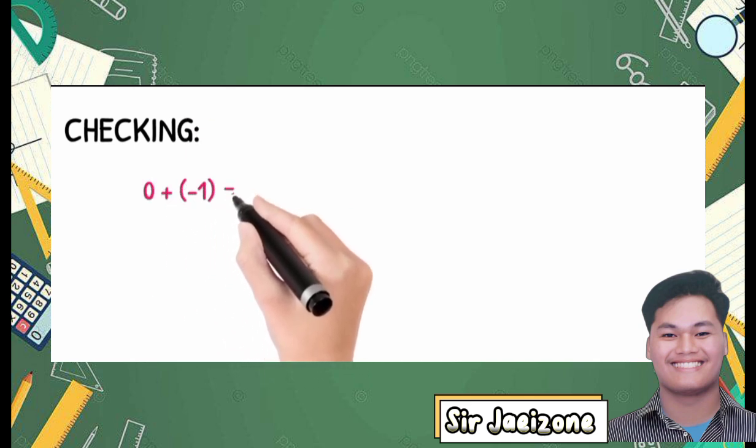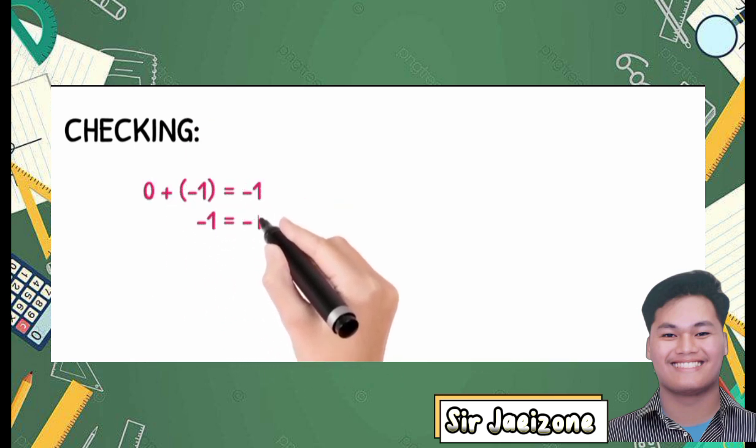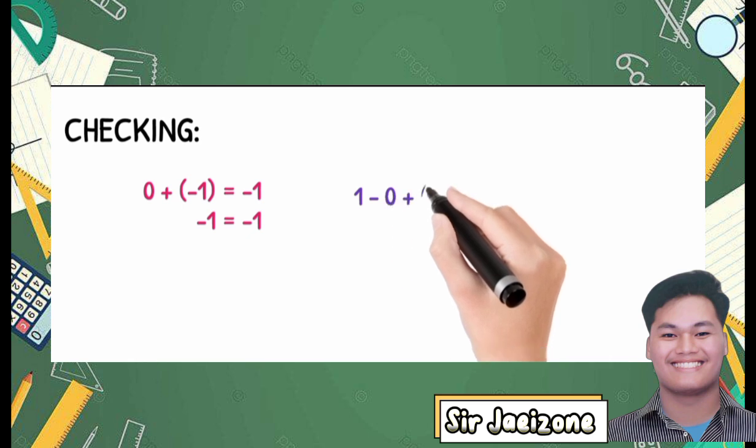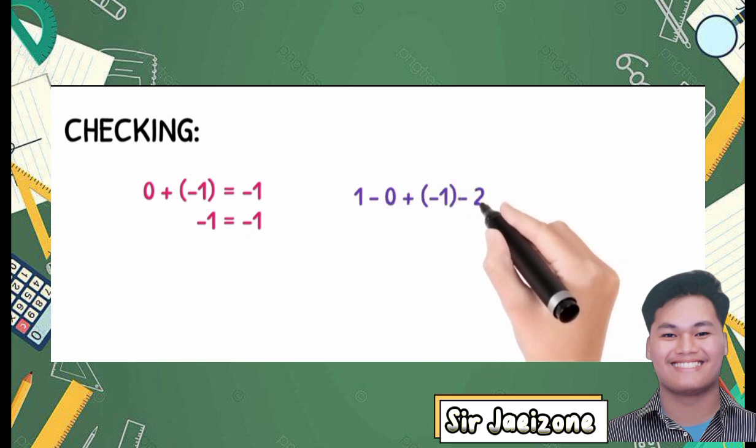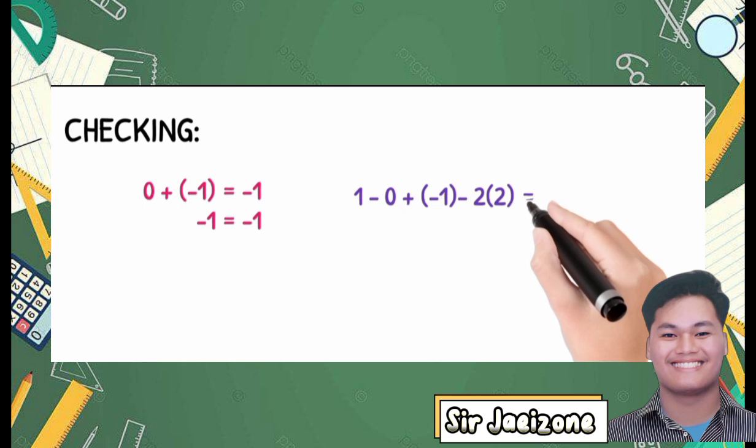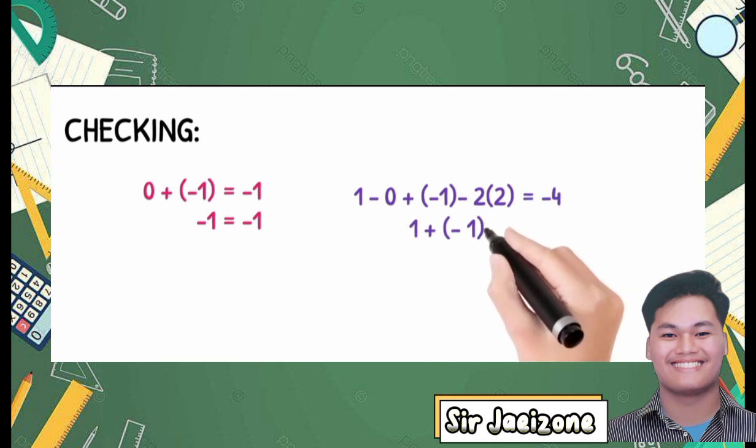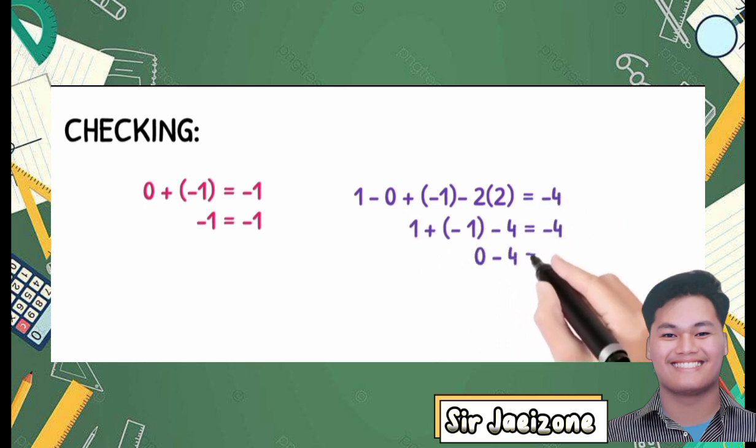0 plus -1 equals -1. 1 minus 0 plus -1 minus 2 times 2 equals -4. 1 plus -1 minus 4 equals -4.